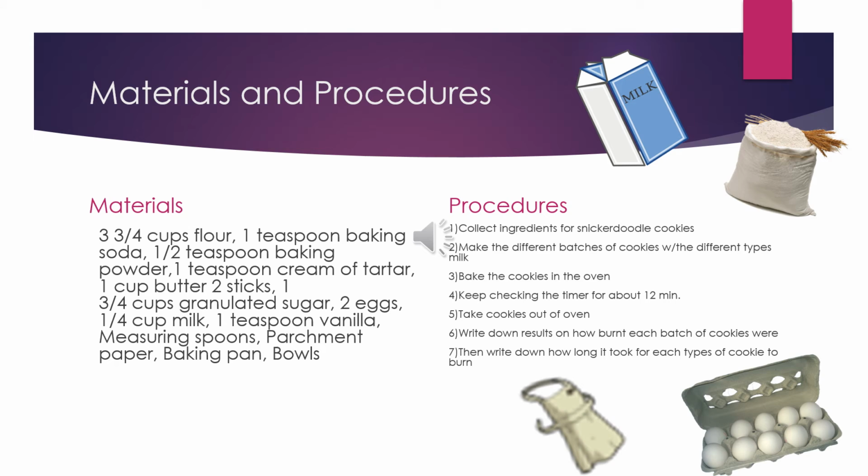The materials I used were all the ingredients to bake the cookies, as well as things like measuring spoons, parchment paper, a baking pan, and bowls. My procedures were to collect all those materials and bake the different batches of cookies, put them in the oven, check the timer up until about 12 minutes, take them out the oven, and then write down all the data and results.